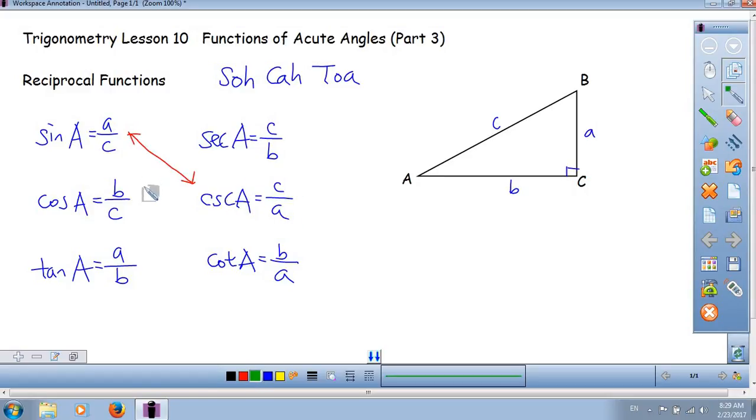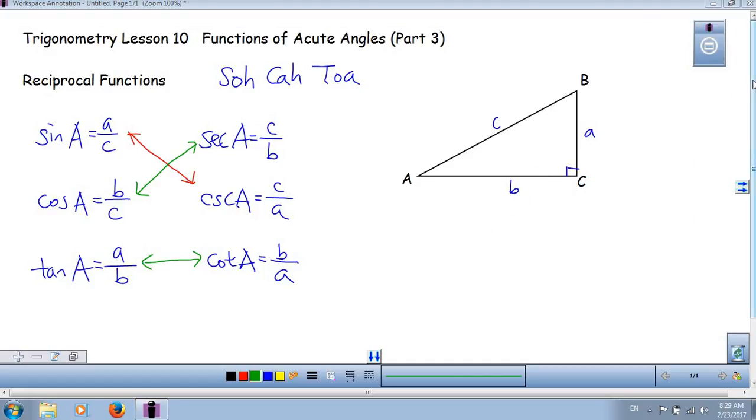Okay, and cosine A and secant A, they are reciprocals. As you can see, cosine A is B over C, secant A is C over B. Alright? So they are reciprocals. And of course, tangent A and cotangent A, they are reciprocals. So it's very important to understand which are the pairs of reciprocals. So let me go ahead and write that down for you.